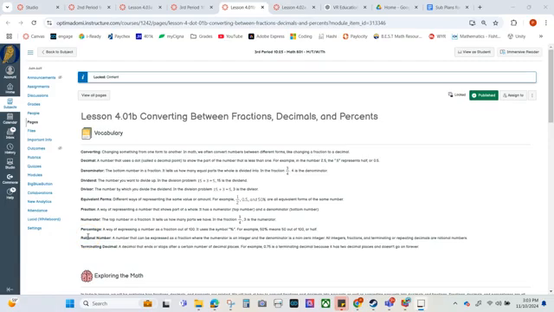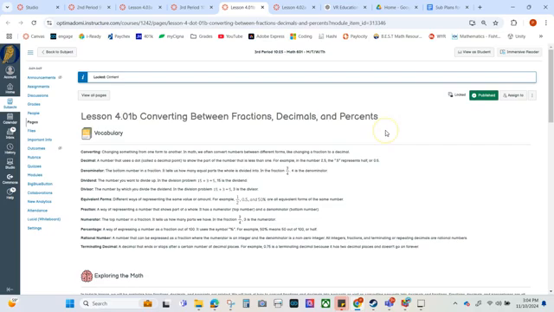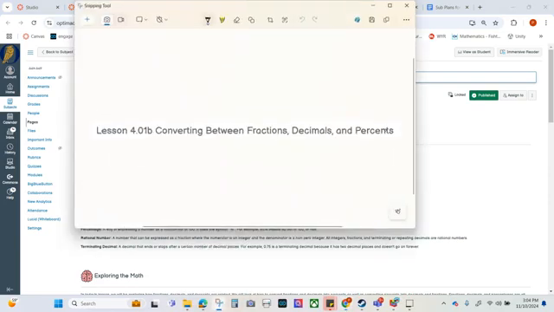Today, we are going to learn and we are going to practice converting between fractions, decimals, and percents. We're going to convert between all three of these. Last class, you practiced converting between fractions and decimals. Now we're going to throw percents into the mix.